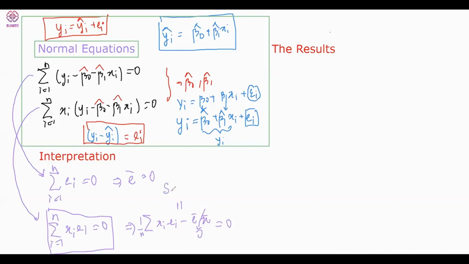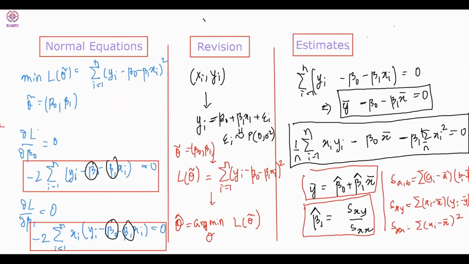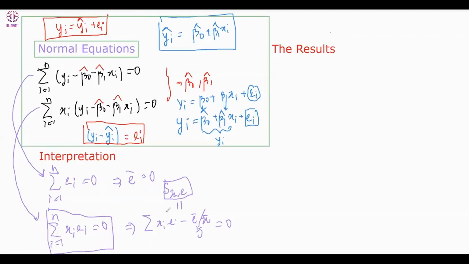If you know the relations, S of x comma e is 0, right? We have defined S before like this, right? In this manner. Essentially, therefore, we are getting that S of x comma e is 0, right? This is a very, very important aspect of this. e bar is 0, S of x comma e is 0. So let's revise the results we have got out of the normal equations.